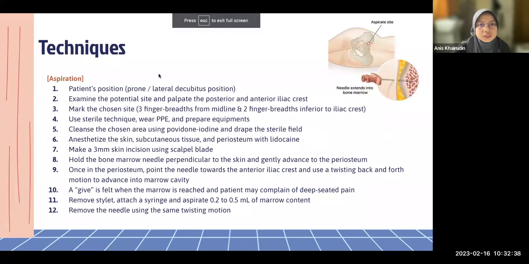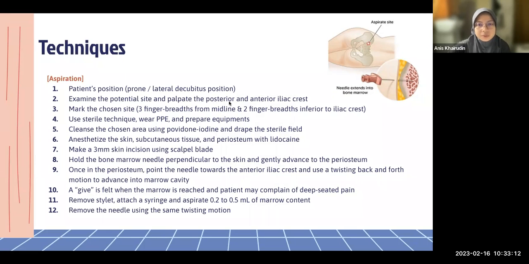Okay, so just to recap what the video has shown. First, we need to position the patient. Usually we use a lateral decubitus position, but in pediatrics, they are usually also in prone position. Then we need to examine the site, of course, for any infection, and then palpate the posterior iliac crest. This I'm talking about if we are doing it on the posterior iliac crest.